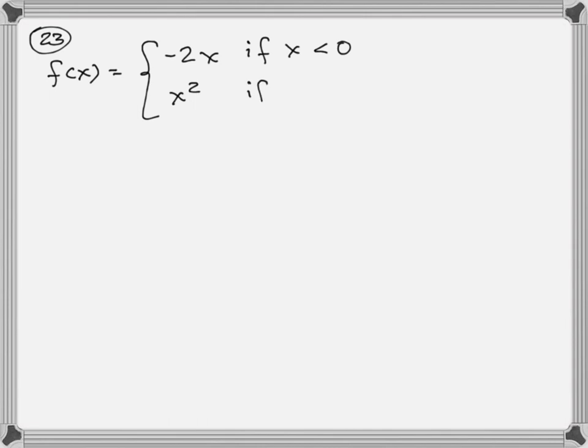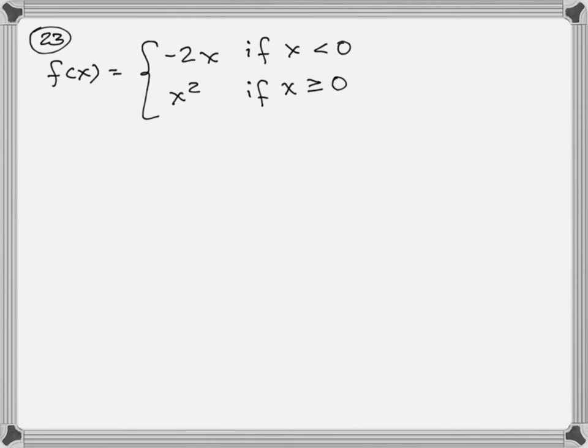Number 23, why not? f of x is negative 2x if x is less than 0, and x squared if x is greater than or equal to 0. So this is the notation of a piecewise function. And in this case, you have two functions. You have negative 2x, which we all know is a linear function.